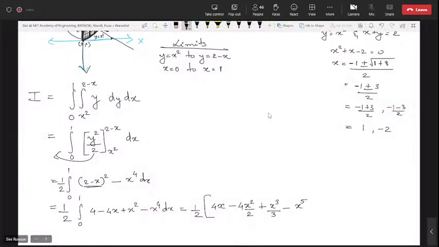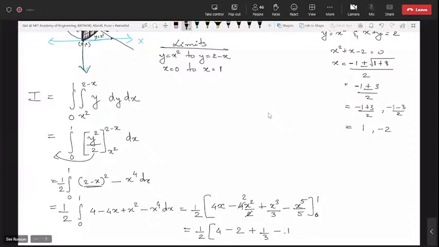X to the power 5. Yes, 5 to 5. Okay, 0 to 1. And now we'll put the limits quickly. So 1 by 2, यहाँ पे आएगा 4 minus, ये 2 and 2 cancel. So 2 into 1. X के जगह पे 1 डालेंगे तो सिर्फ 2 बचेगा. Plus 1 by 3 minus 1 by 5.